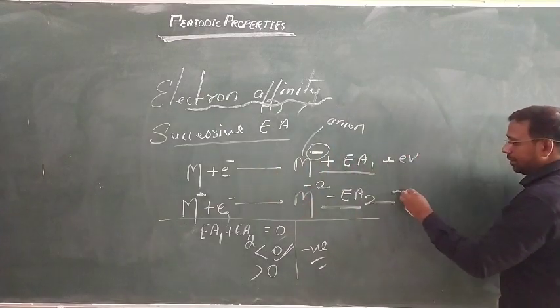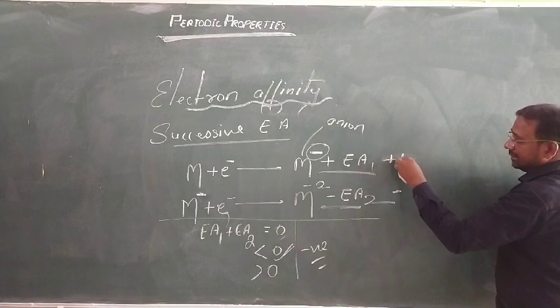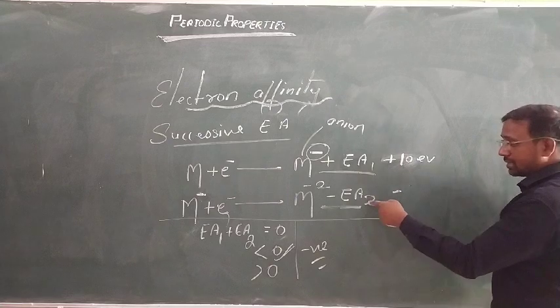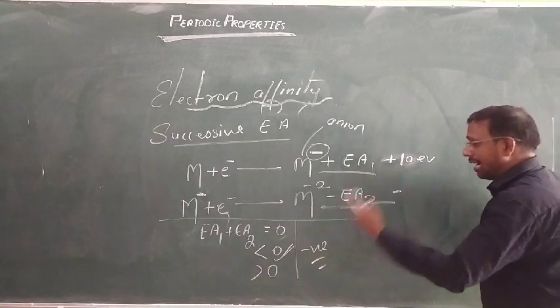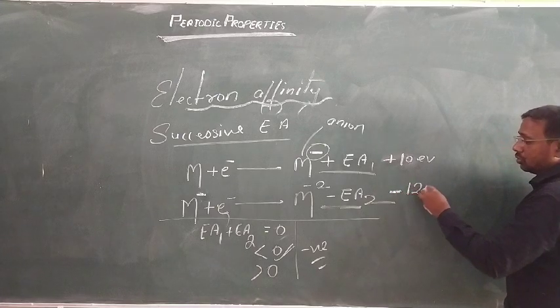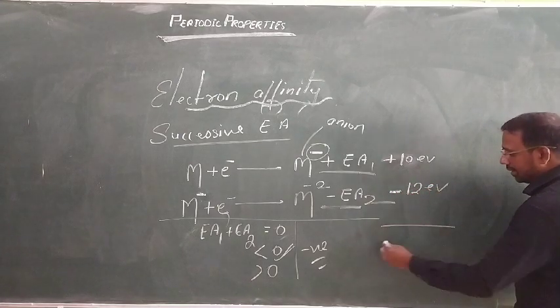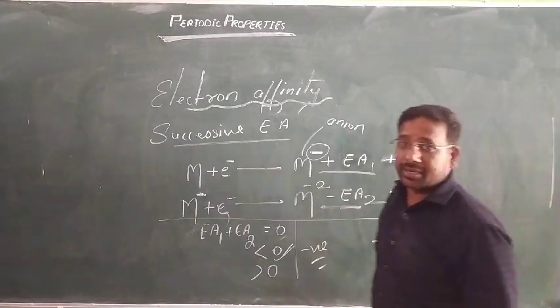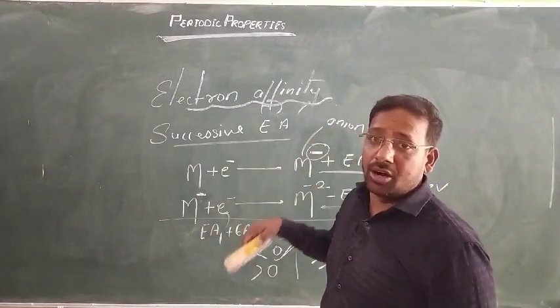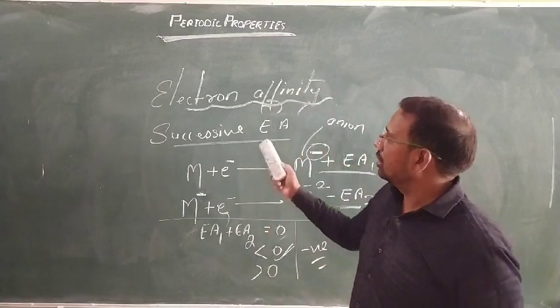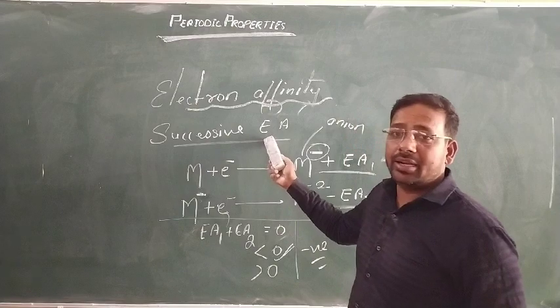So here the negative value will be, suppose I am writing, 10 electron volt energy is given out. But in the case of the second one, if you want to add an electron, then we have to give extra energy. What is that, 12 electron volt? And what will you get? You will get minus 2 electron volt. Means in the successive case, in the first one energy is given out, but in the case of the second one, we have to give energy. This is the successive electron affinity.